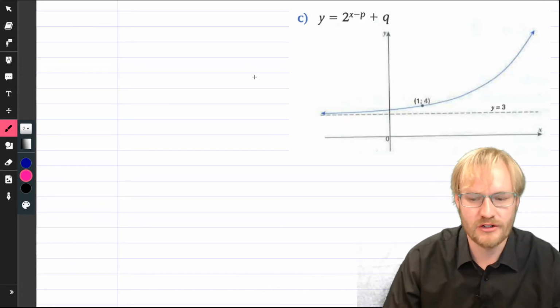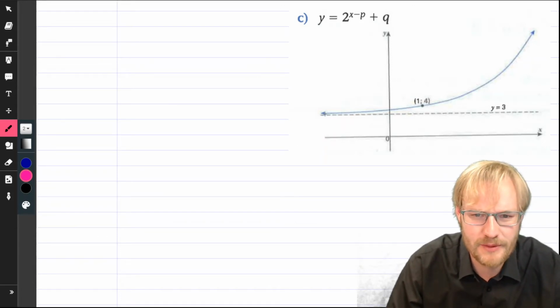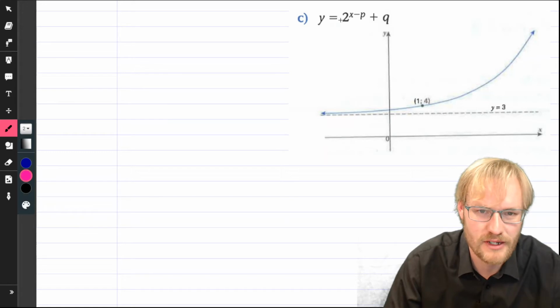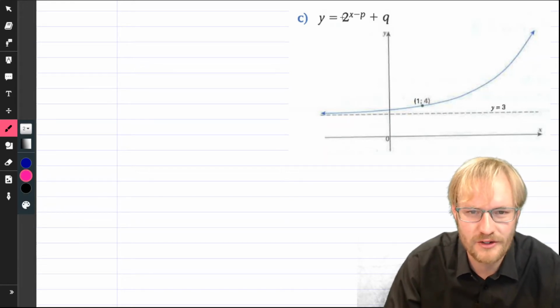Next up we have question C, and we're given an exponential function this time. Looks like a positive a value. In fact, a is 1. They've told us that a is 1 because they're not even asking for it. So y equals 2 to the x minus p plus q.